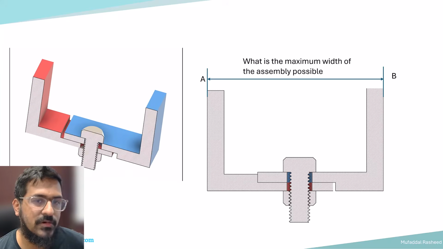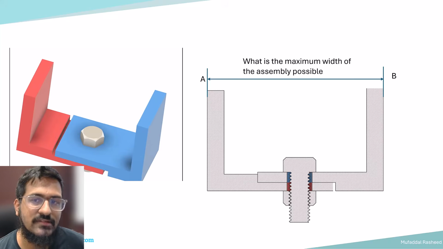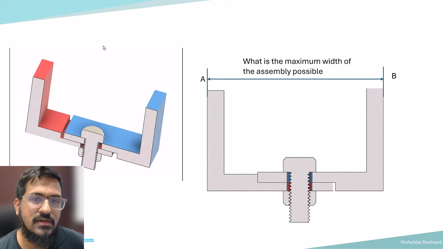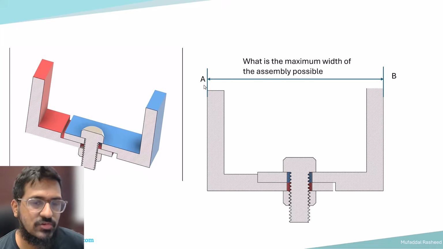And if the purpose of the tolerance stackup analysis is to find the maximum width of the assembly possible, that is from A to B, how much can they vary with respect to their maximum, then what is the procedure to calculate that? Let's go through that.